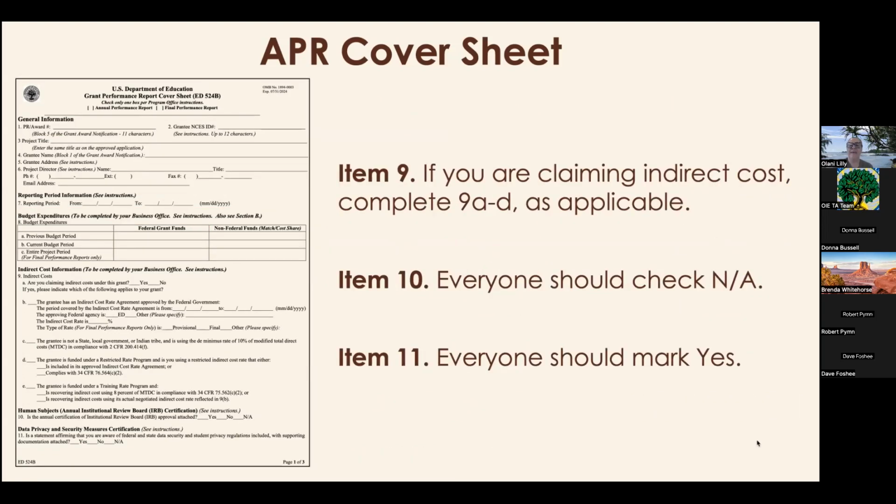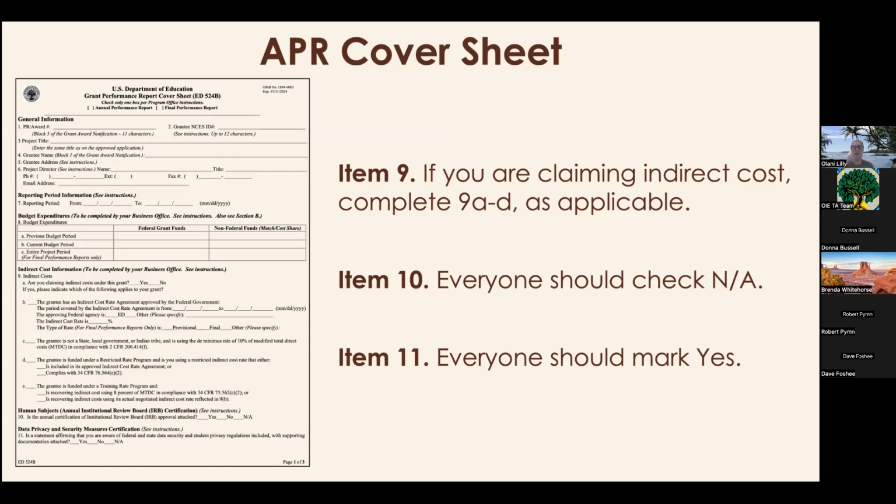That's pretty clear. And now when we look at item number 9, be sure that you are entering the most up-to-date indirect cost information. Sometimes indirect cost rates expire and maybe you'll have a new one. You want to make sure that you have all the details from the renewed indirect cost rate agreement. So again, please double check your indirect cost rate and make sure the information is up to date. Go ahead and complete all of the sections in 9A through D as appropriate.